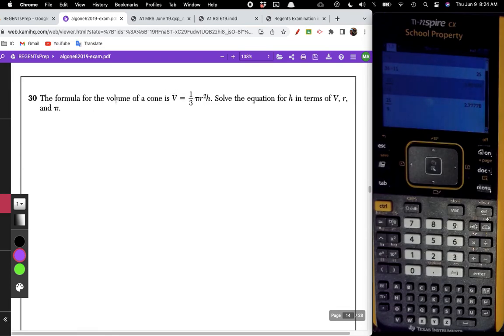They give us the volume for a cone is this. Okay, great. They gave us a formula. And they want us to solve for h. I don't care about the "in terms of" stuff. Solve for h. This means get h alone.